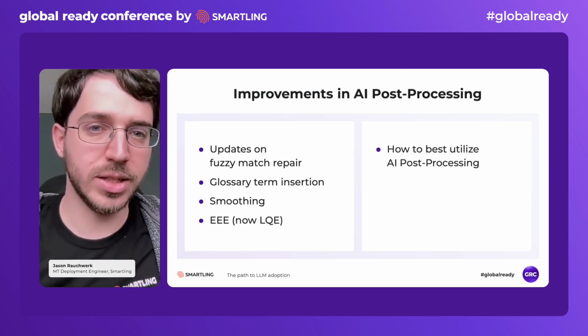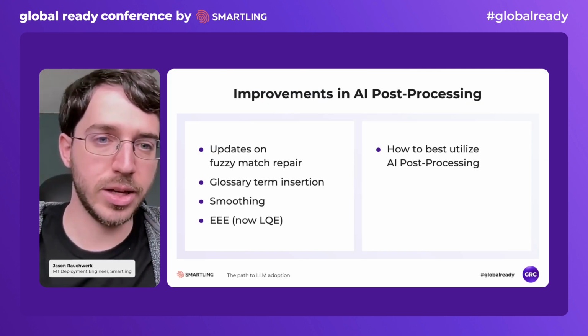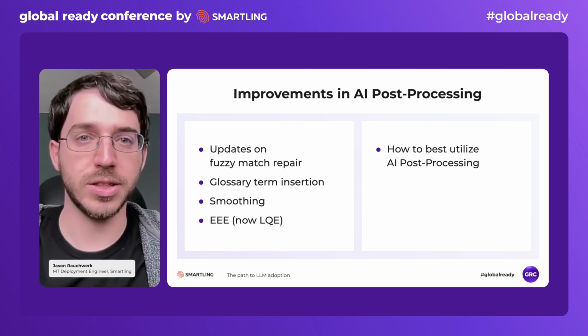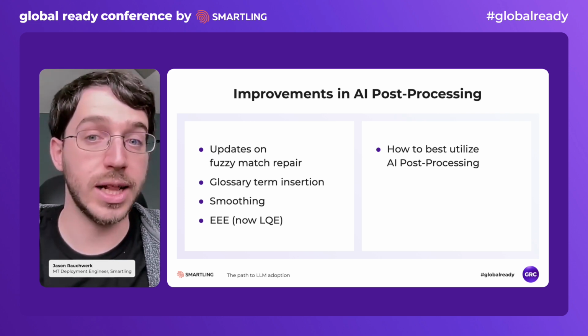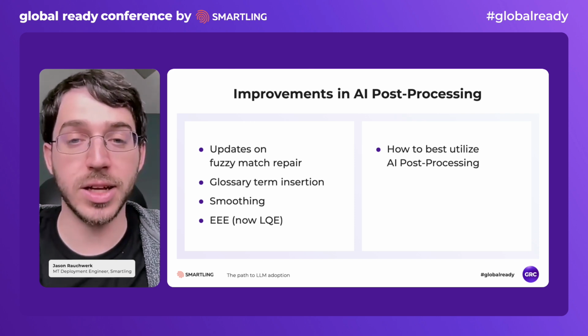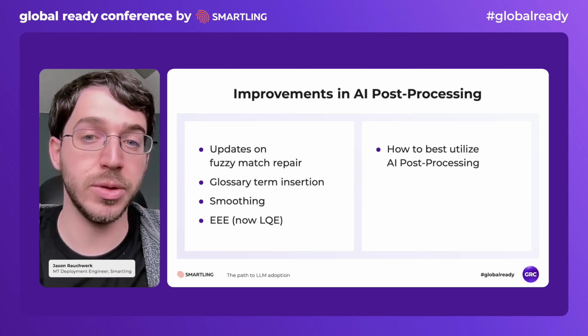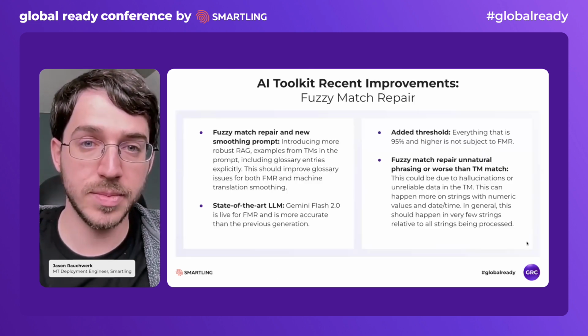So I will be discussing some improvements in our AI toolkit, including updates on our fuzzy match repair, glossary term insertion, smoothing, and what we call edit effort estimation. And then I'll discuss a little bit on how we can best utilize AI post-processing.